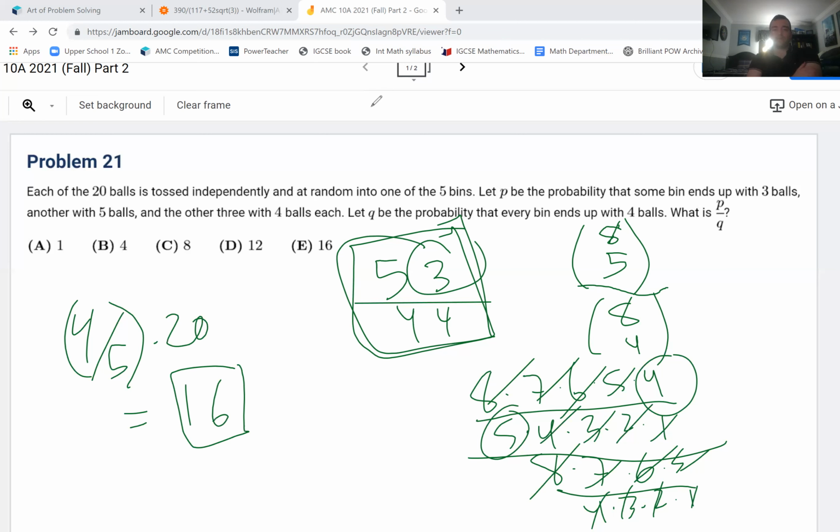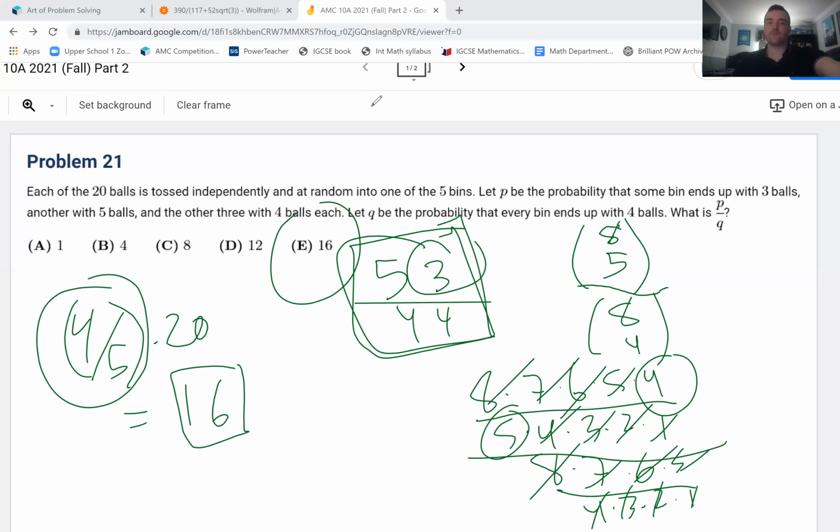Right. So what I forgot to take into account was the likelihood. You can't just count the possibilities because you have to also consider that one is more or less likely to occur than the other. So that's where probability gets a little tricky. But so the answer is E, 16.